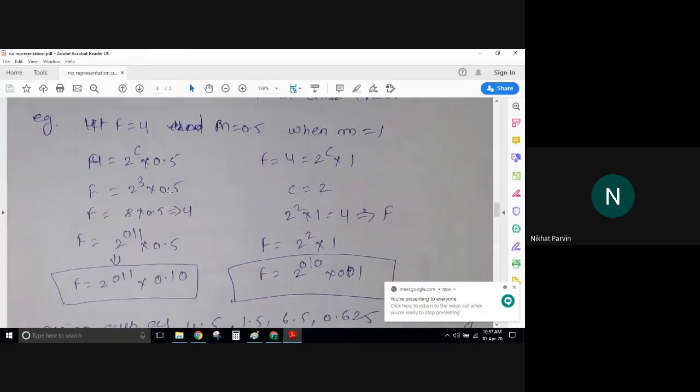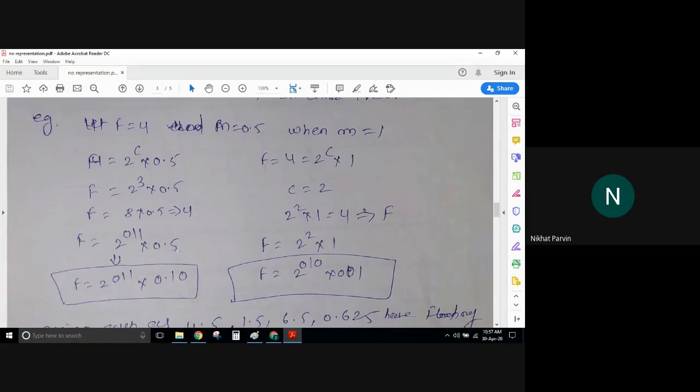So what I was saying is f equals to 2 power 3 into 0.5, right? So this 2 power 3 in binary representation is 0, 1, 1, and this 0.5 is also in decimal only. You have converted the exponent, and this is your binary. So the total answer you want in the form of binary. Again, your next task is to convert this 0.5 into binary, and we know how to convert this 0.5 into binary.